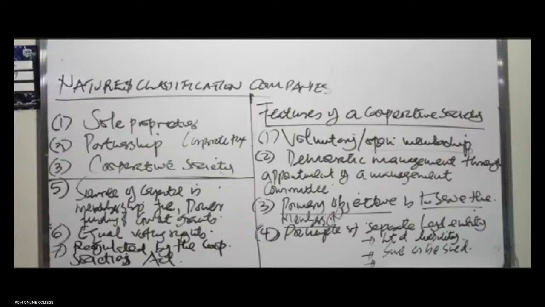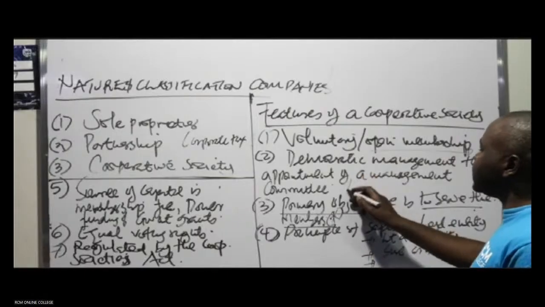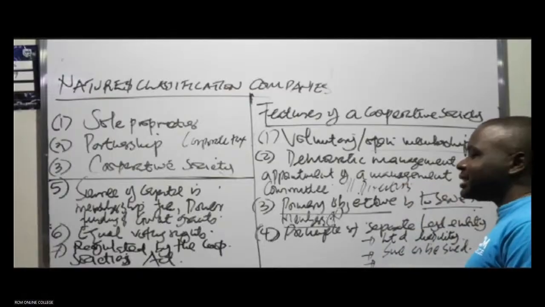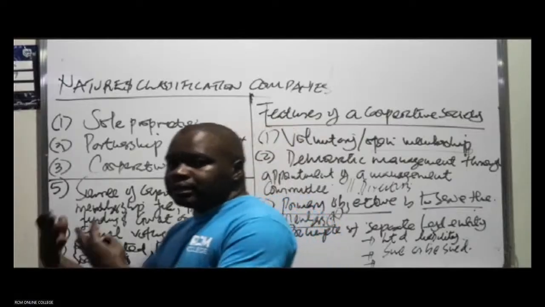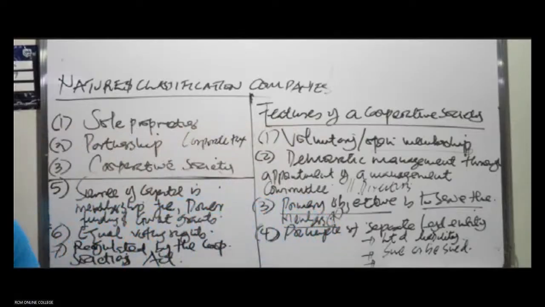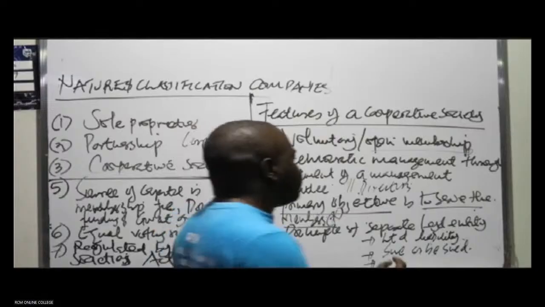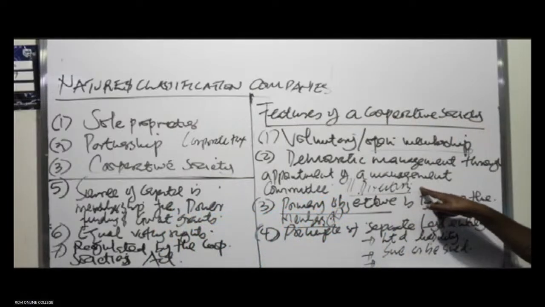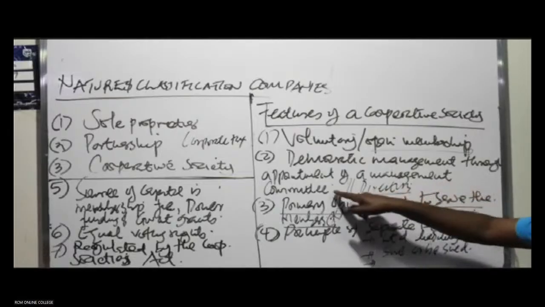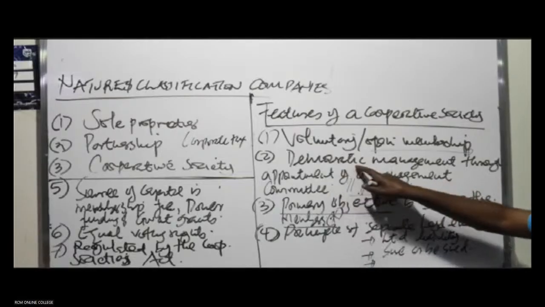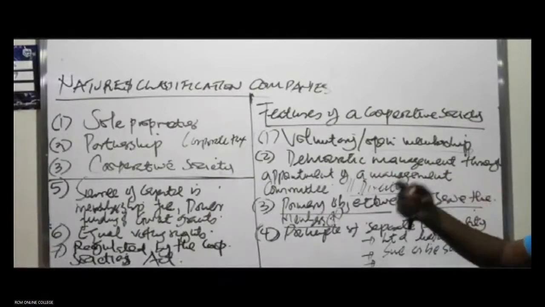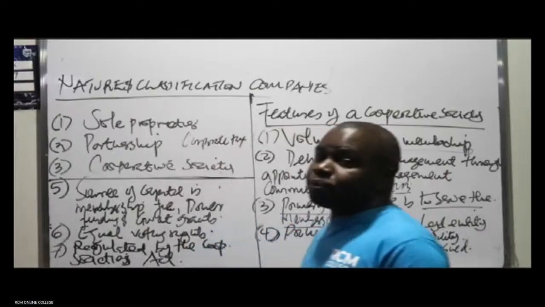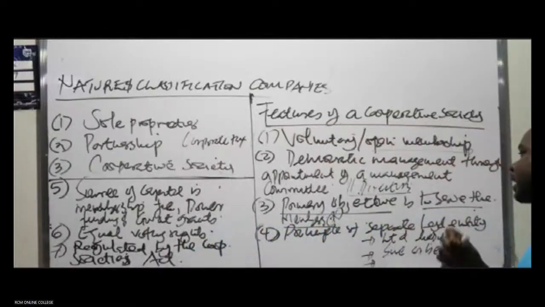But in a company, we appoint directors who are not necessarily the initial members or the members of the company. But eventually they become members because they take up something we call qualification shares. So in a company, we have a board of directors. Here, we have a management committee that is appointed democratically by the members, through voting and deciding who will be amongst the management committee to manage the affairs of the cooperative society.